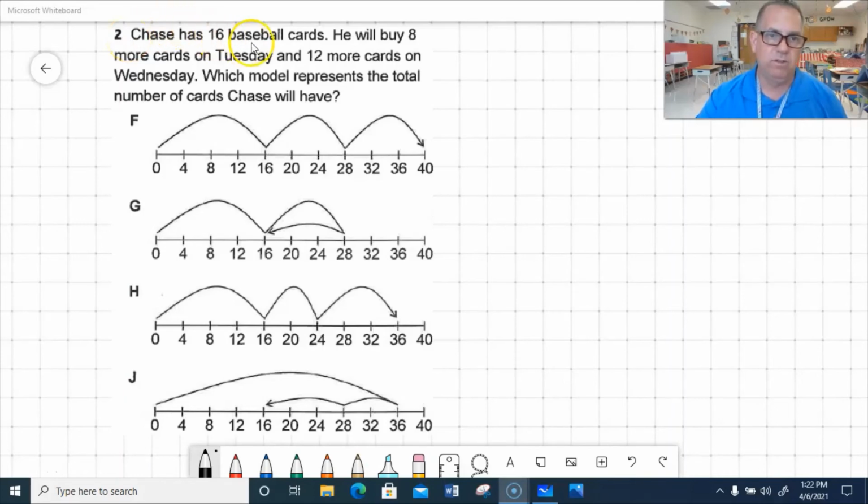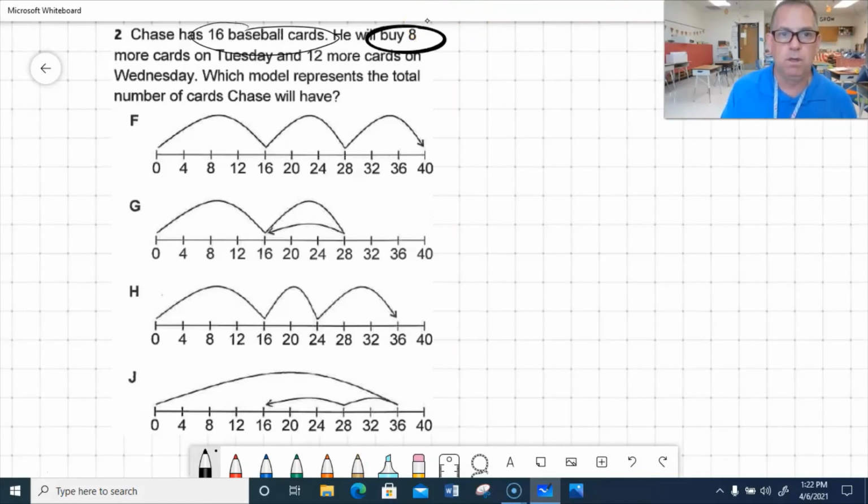It says Chase has 16 baseball cards. He will buy 8 more cards on Tuesday and 12 more cards on Wednesday. Which model represents the total number of cards Chase will have? So I'm going to circle some important information. Looks like he started with 16 baseball cards, and he buys 8 more cards on Tuesday, and Wednesday, he gets 12 more cards.